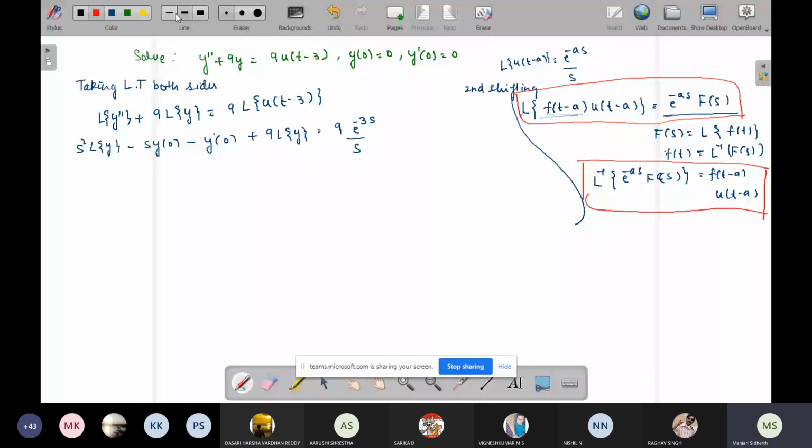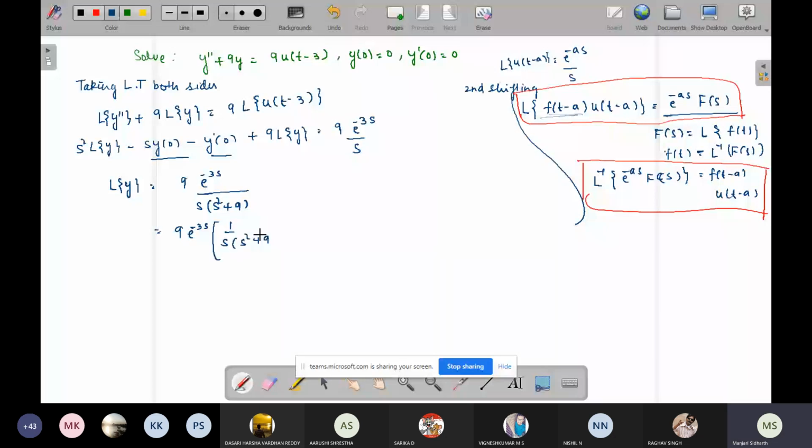Now let's come here. This is 0, this is 0. So the Laplace transform of y is nothing but the expression over s square plus 9. When you have this type of situation, an exponential in the numerator, take 9 e power minus 3s outside and 1 by s into s square plus 9 inside. This is the Laplace transformation of y.